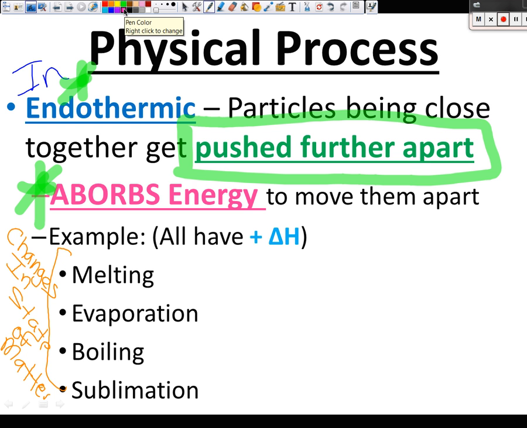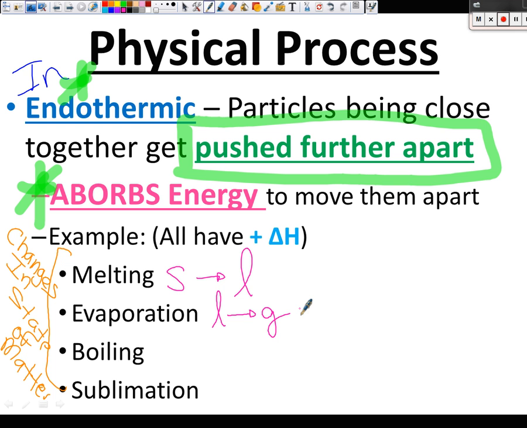So, melting. What's happening physically on the state of matter scale in something that's melting? Okay, solid to a liquid. So my question to you is, are those particles closer together or farther apart? How did you get them farther apart? It's absorbing energy. Okay? Evaporation was happening. Okay, liquid to gas. Closer together or farther apart? Farther apart. How? Energy went in.